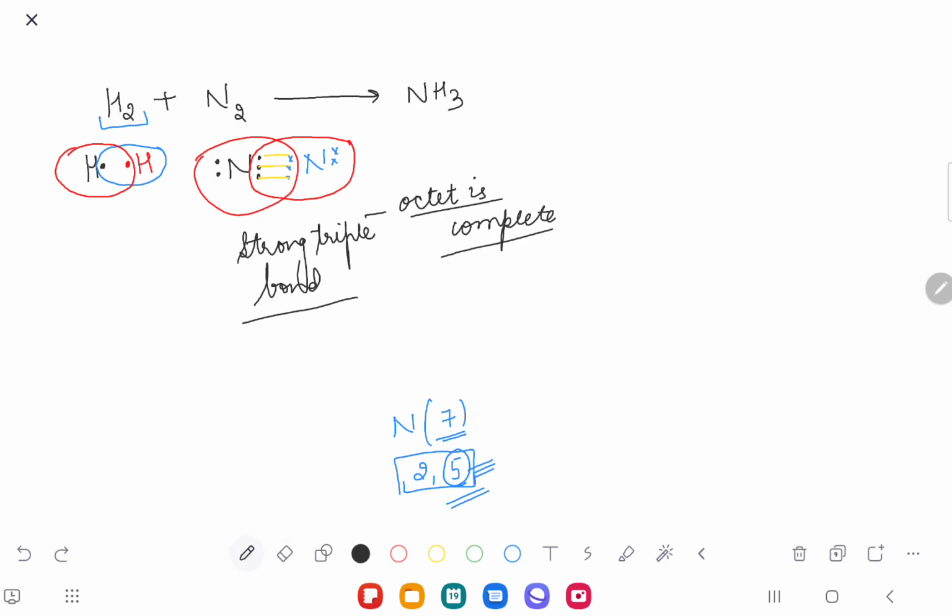Because what is the driving force of an element or an atom to react? You tell me. The driving force of an element or an atom to react is that its octet is incomplete. So that is why it wants to react further. But nitrogen exists exactly in the form of a molecule, and the molecule is stable. Right? So why would it react?